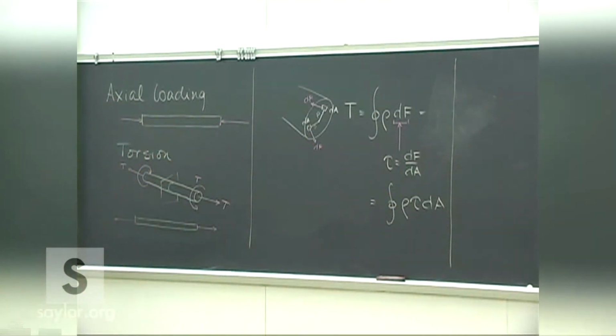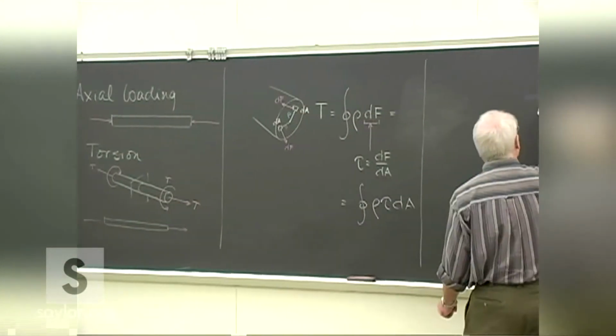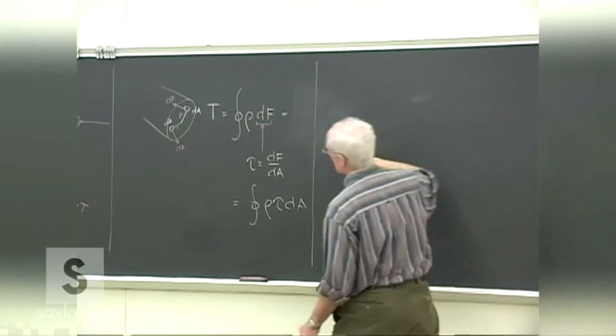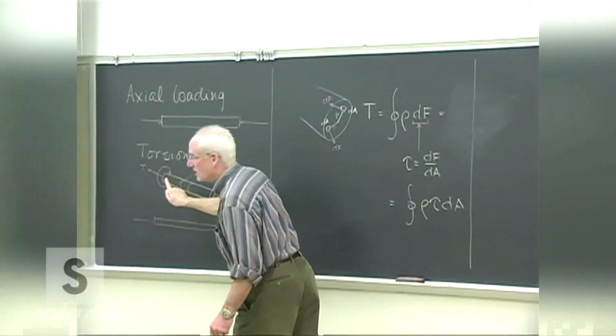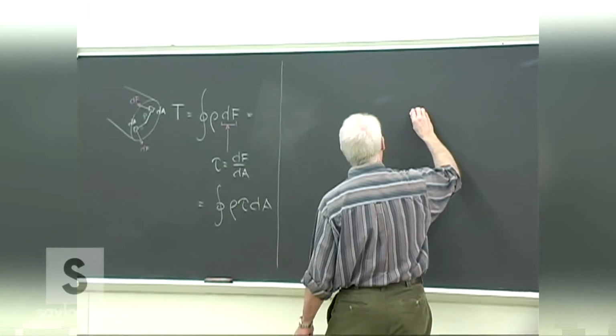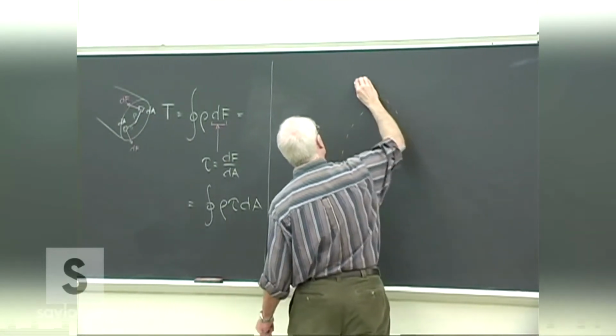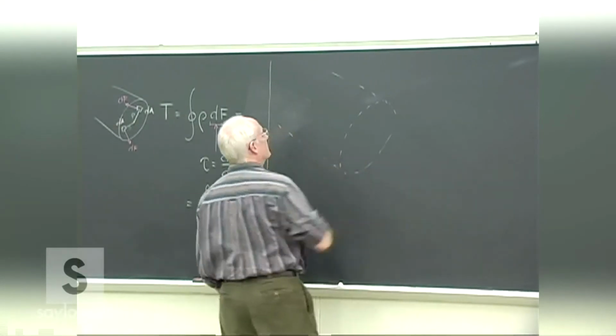Okay, so we're going to hang on to that for a second. We'll come back with that. That was just sort of a preliminary setup. Now we're going to take this same piece, and instead of looking at an internal surface in cross-section, we're going to look at an internal surface down the length of the piece.